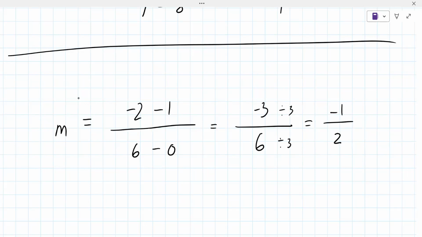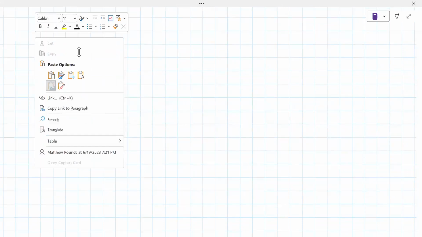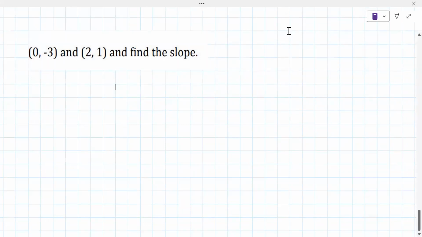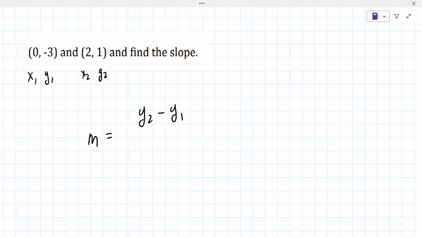All right. So let's go back to some problems and see what kind of issues we run into when we start working on this. We've got the problems are going to give you 2 points and they're going to say find the slope. So what you want to do here, and this is really important, is label them x1 and y1, x2 and y2, just like that. And until you've memorized the formula, you want to write it over and over and over again until you can roll out of bed in the morning and know the slope formula.